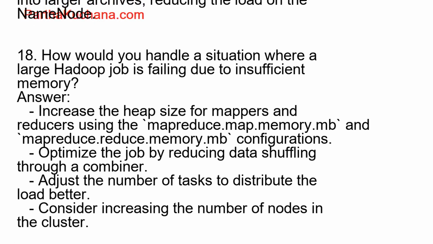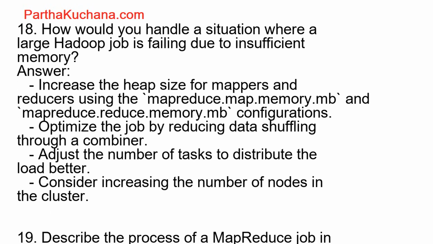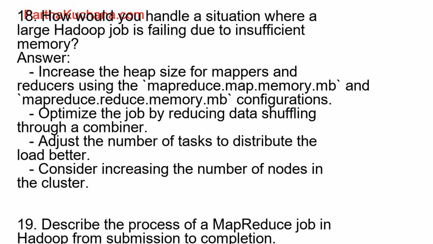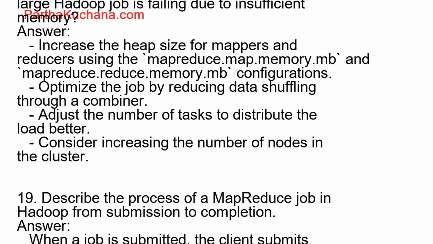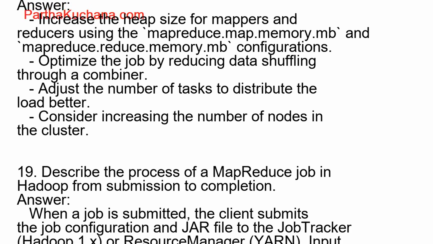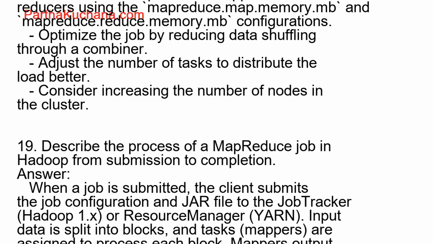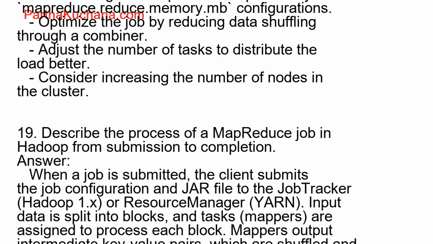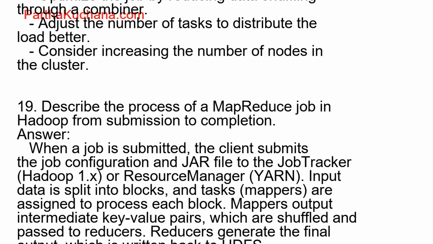20. What is the difference between MapReduce and Apache Spark in the Hadoop ecosystem? Answer. MapReduce is a batch processing framework, while Spark is a more general-purpose data processing framework that supports in-memory processing, making it faster for iterative algorithms. Spark also provides APIs for different workloads like batch, streaming, and graph processing, whereas MapReduce is mainly limited to batch.